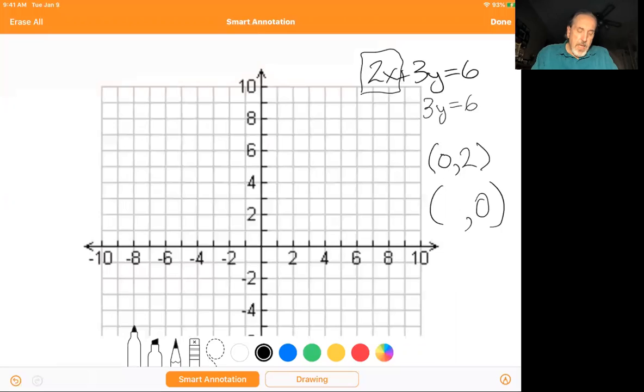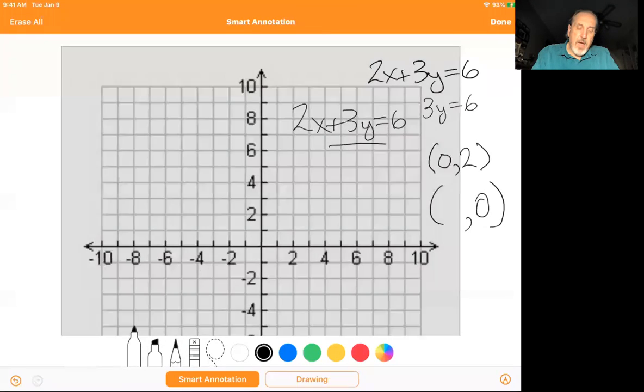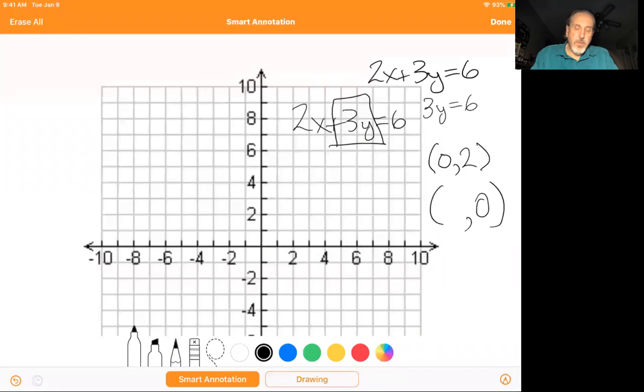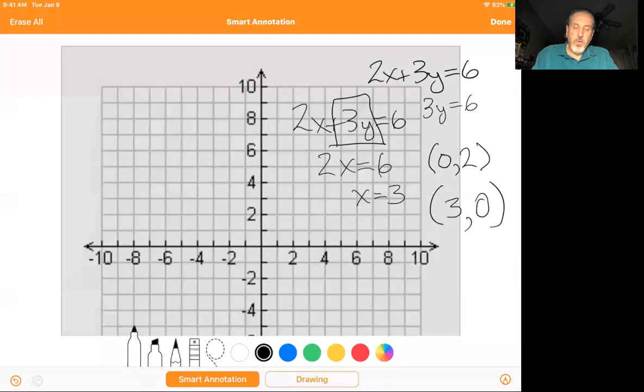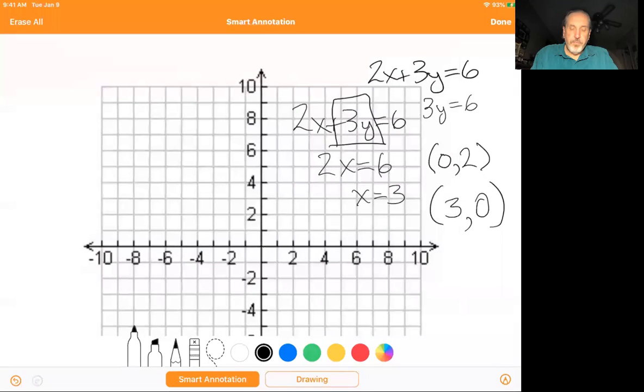All right. Let's take a look at what happens when y equals 0. So I'm going to rewrite the equation, 2x plus 3y equals 6. Well, now, if y is 0, that term right there cancels out. You can even think of it as canceling out like that if you want to. And you're left with 2x equals 6. So when you divide both sides by 2, x equals 3. So now you have the ordered pair 3, 0.